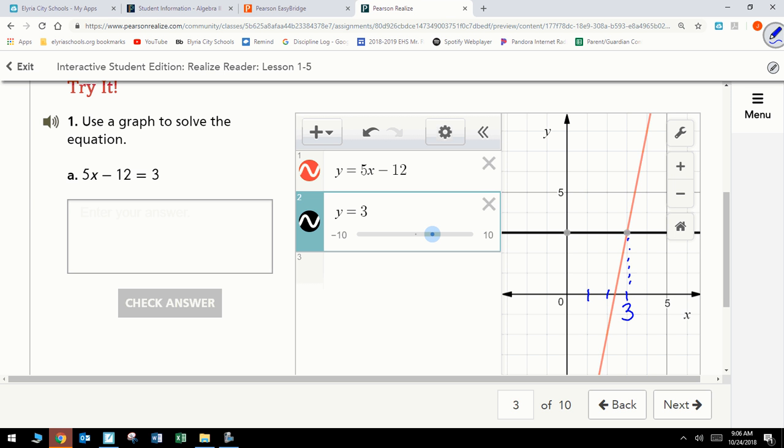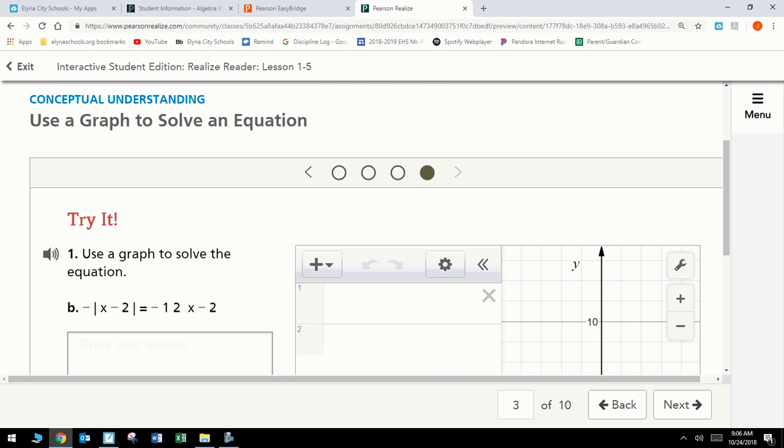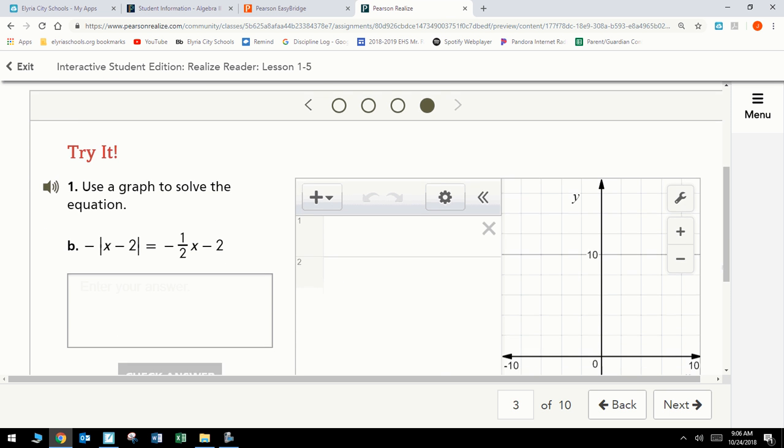5 times 3 minus 12 is 3, so it's a true statement. I know that x equals 3 is my solution. So I think there's one more try after this.